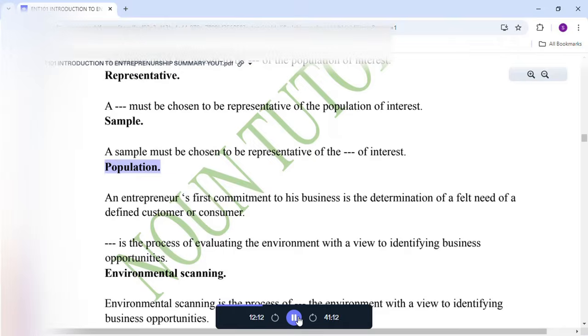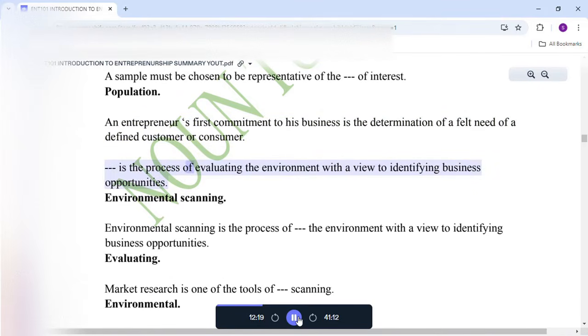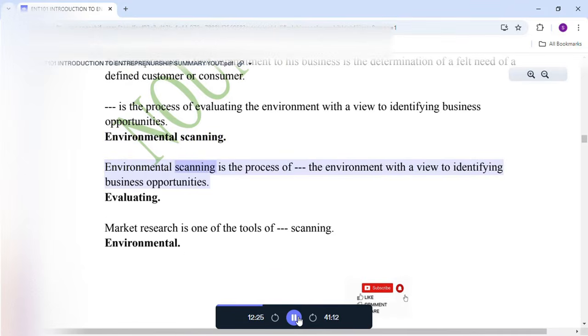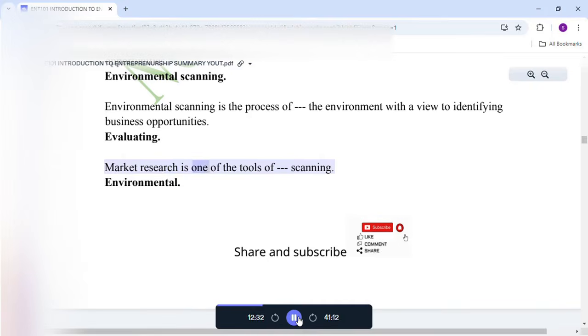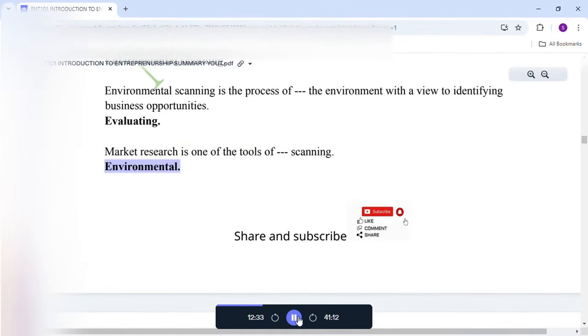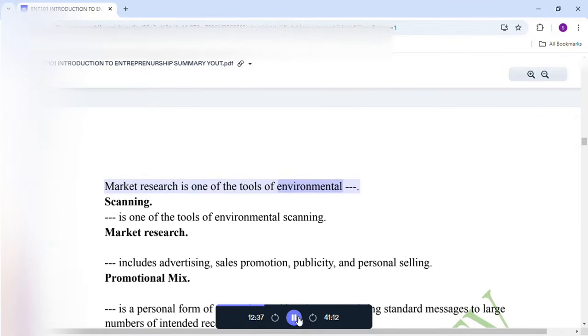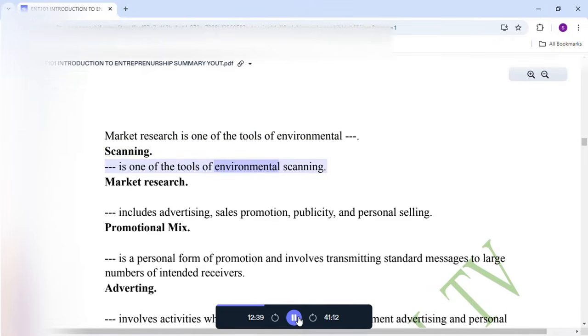An entrepreneur's first commitment to his business is the determination of a felt need of a defined customer or consumer. Environmental scanning is the process of evaluating the environment with a view to identifying business opportunities. Market research is one of the tools of environmental scanning.